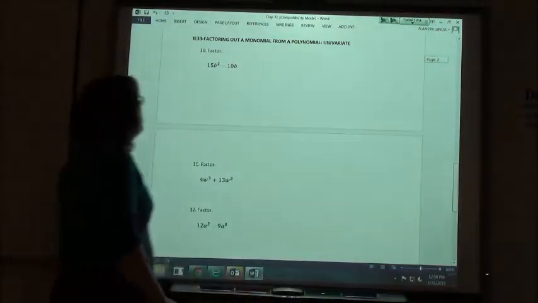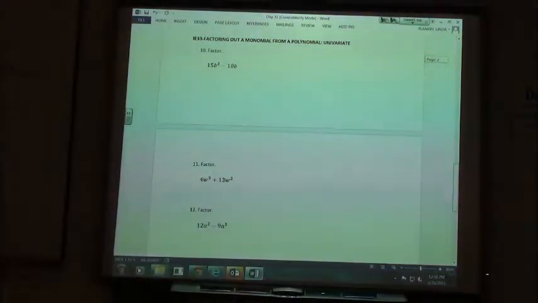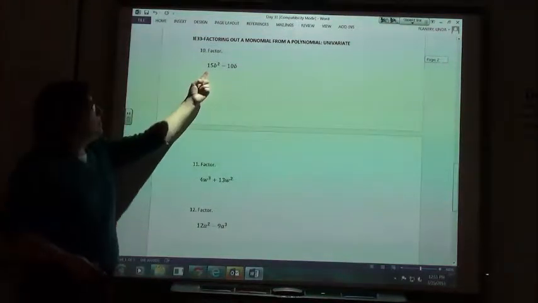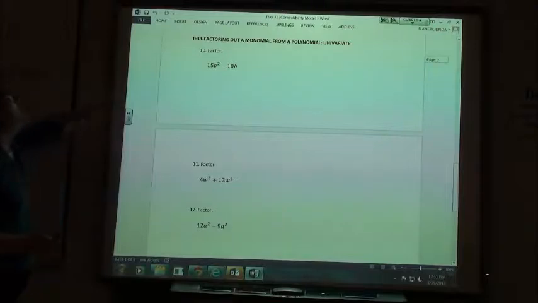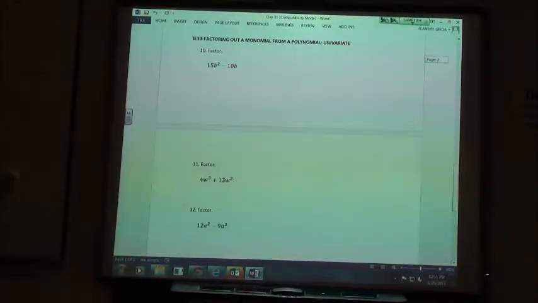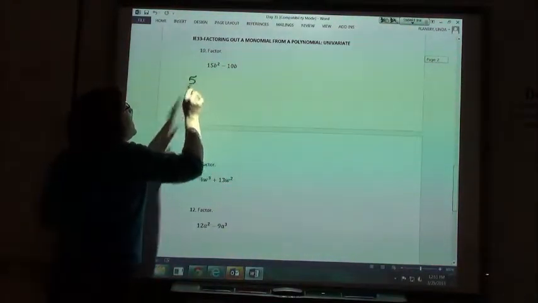So the reason they talk about the greatest common factor is because when you factor an expression, you're trying to figure out, well, what times what gives me this answer? And the first thing you should look for is, is there a greatest common factor? Is there something I can divide out of both terms? Well, sure, on this one I can divide them both by 5.